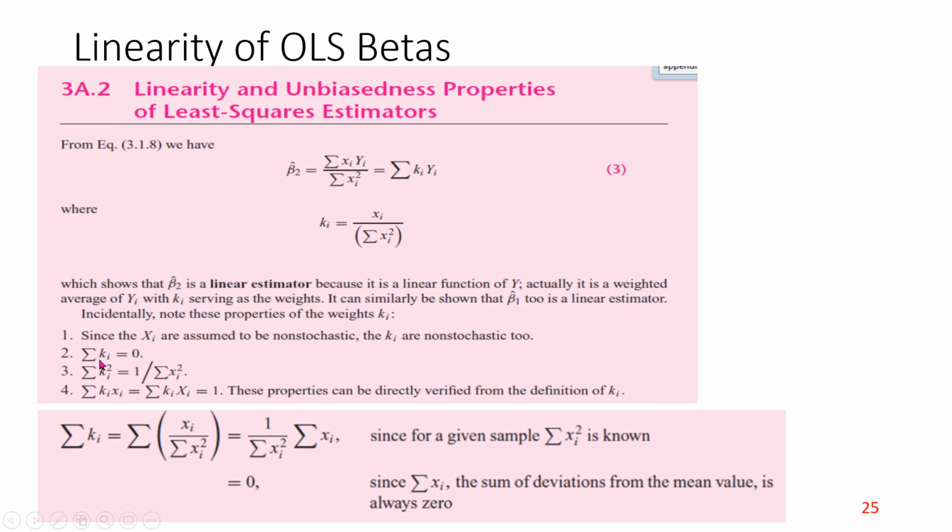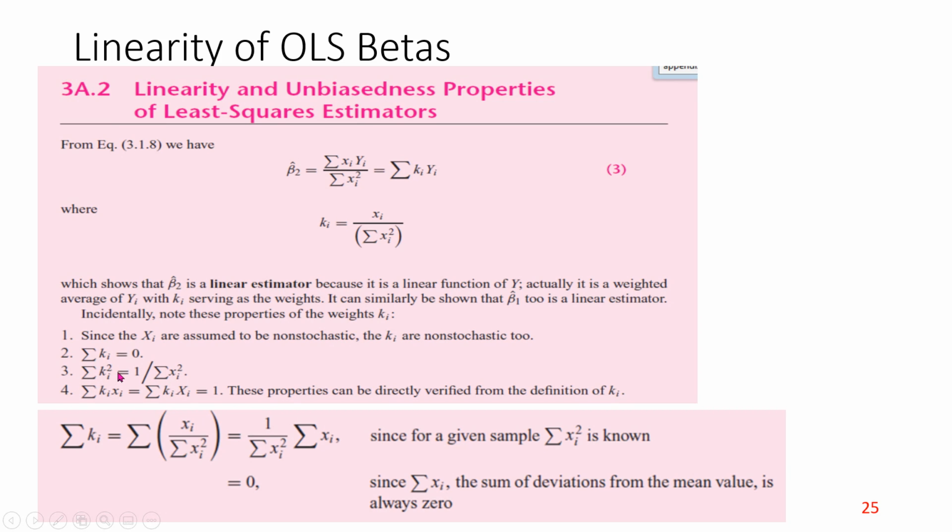Then the second property is that the sum of ki is 0, which is very easy to prove. For example, if you see sum of ki means sum of xi over, I've just switched in the values of ki, which is equal to sum of xi over sum of xi square, and you know that this sum of xi is the sum of deviations taken from the mean. So this becomes 0 and sum of ki is proved to be 0.